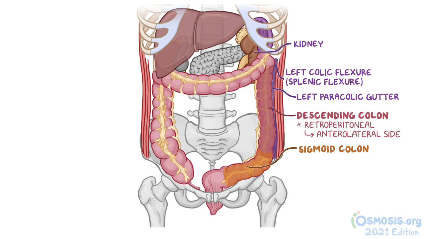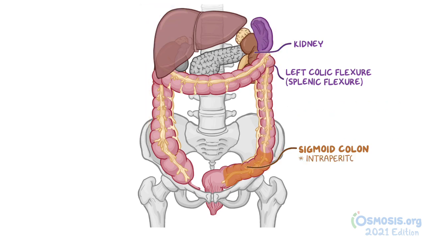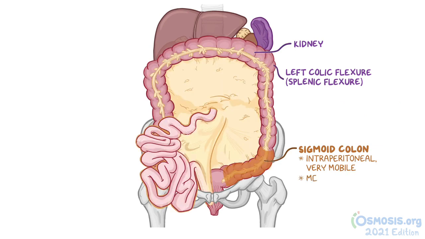In the left iliac fossa, the descending colon ends and the fifth part of the large intestine, known as the sigmoid colon, follows. As it descends towards the third sacral vertebra, the sigmoid colon makes an S shape as it connects and continues as the rectum. The sigmoid colon is intraperitoneal, very mobile, and has a mesentery called the sigmoid mesocolon.